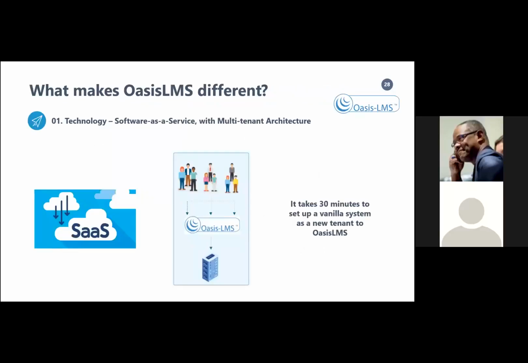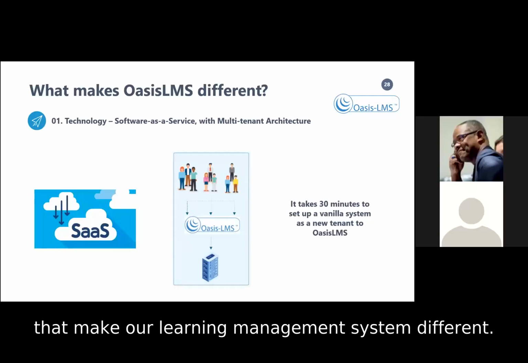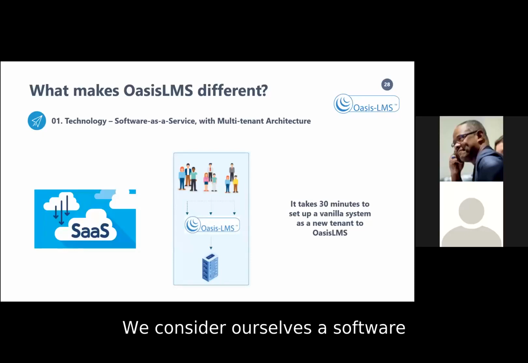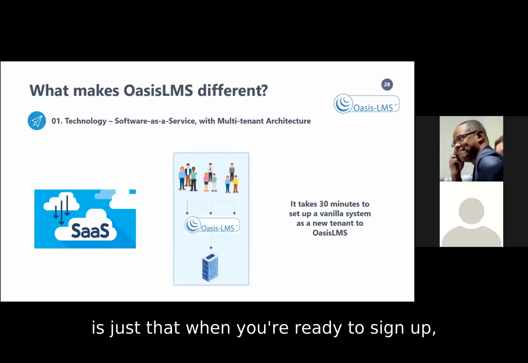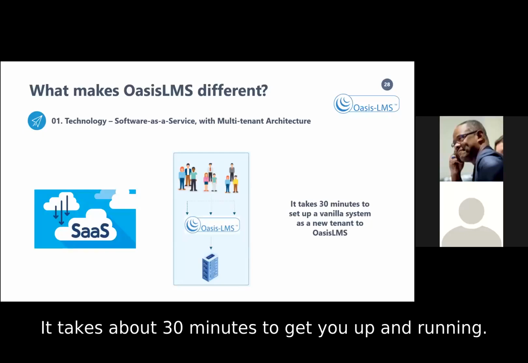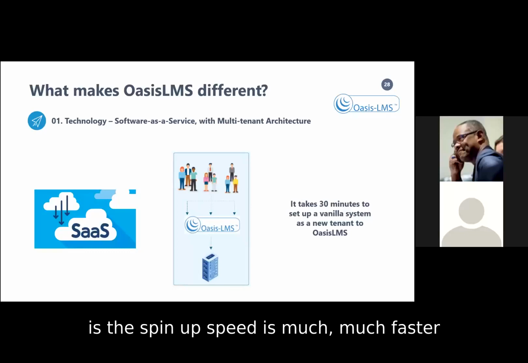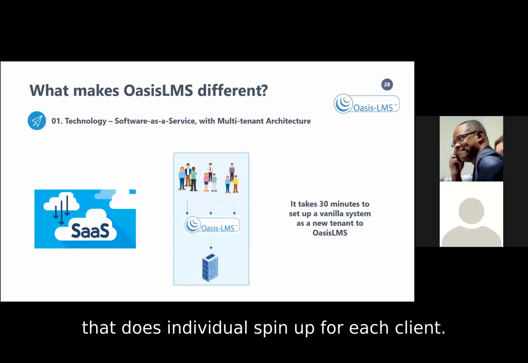So that will be something of interest if you want to target any audience in China. Now I'm just going to highlight a few things that make our learning management system different. The first few slides are just about the technology. We consider ourselves a software as a service technology provider, and our system is a multi-tenant architecture. What that means is that when you're ready to sign up, just give us a call. It takes about 30 minutes to get you up and running. That's really the definition of multi-tenant: the spin up speed is much, much faster than any software as a service that does an individual spin up for each client.